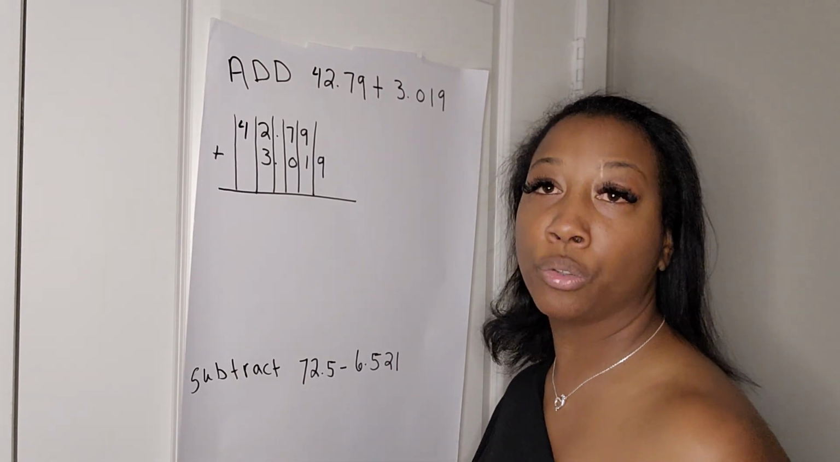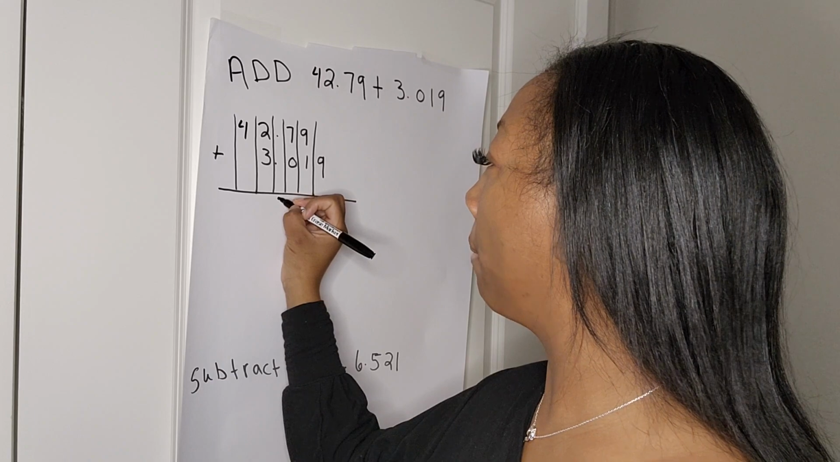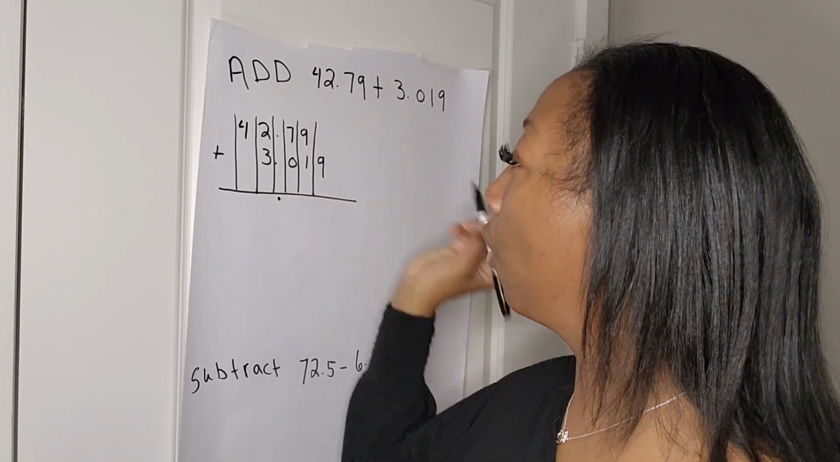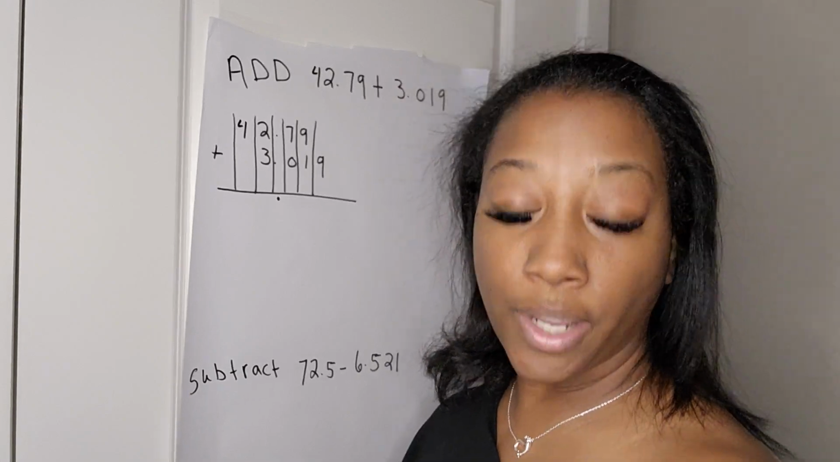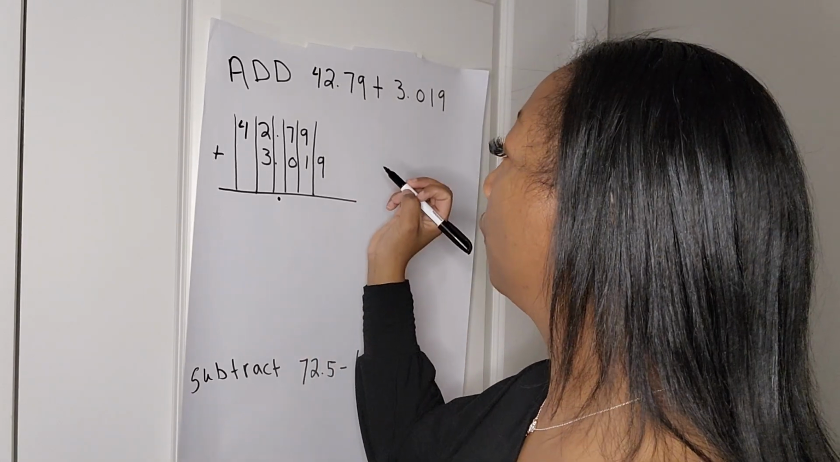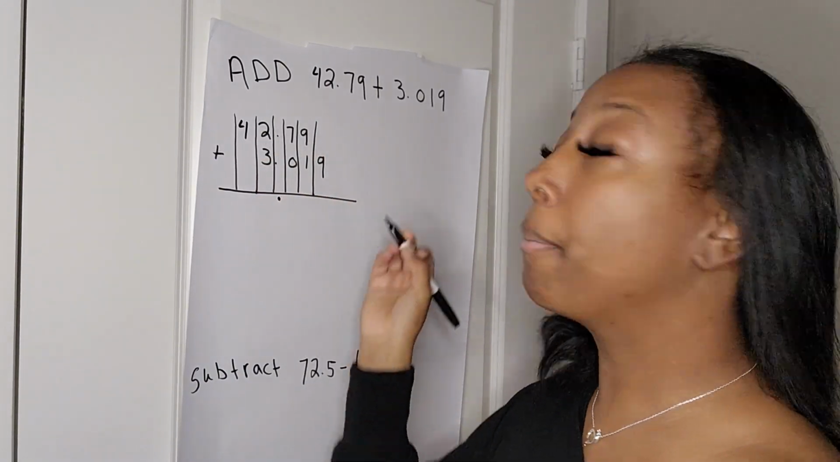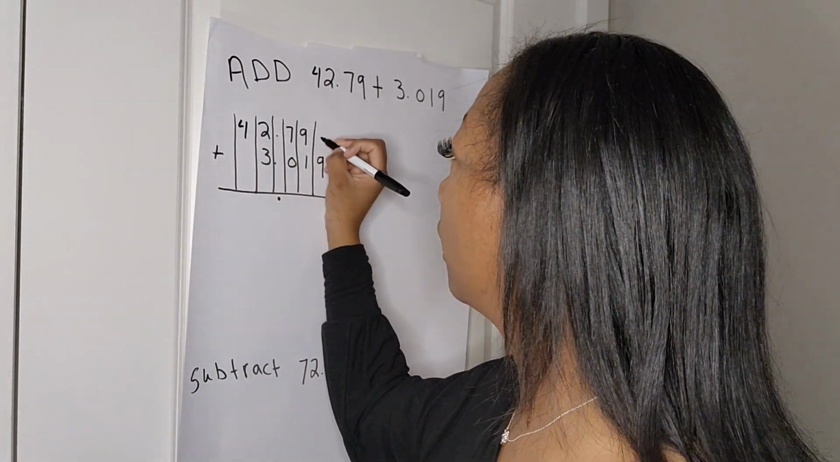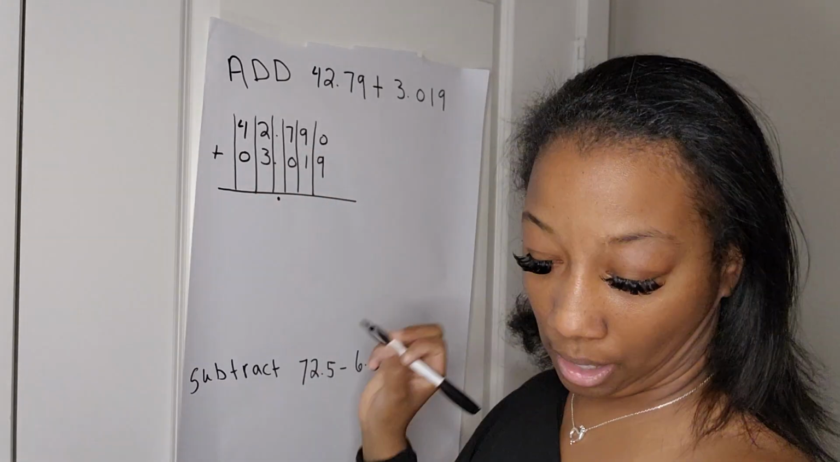Next, rule two, drop it down. I am going to go ahead and drop my decimal down below in the decimals place where the other decimals are. Rule three, fill them in. I am going to fill in where they don't have a number corresponding with the other number. I am going to add zeros there. So I have a zero here and I have a zero there.